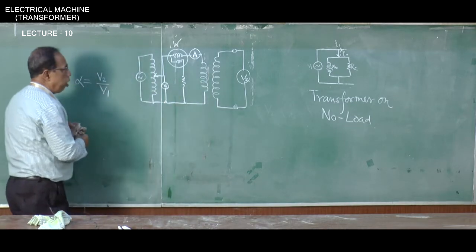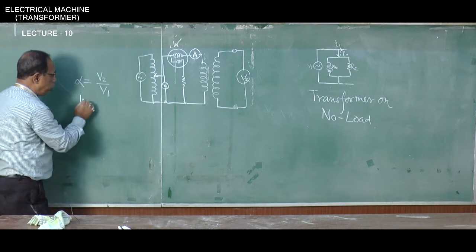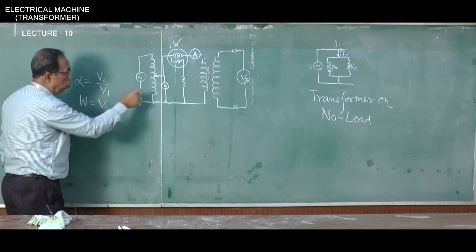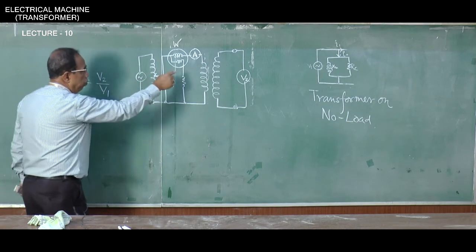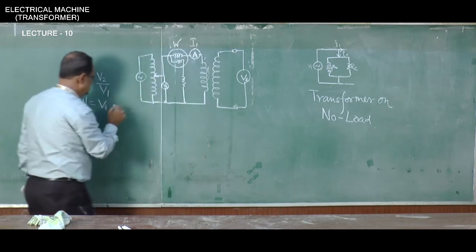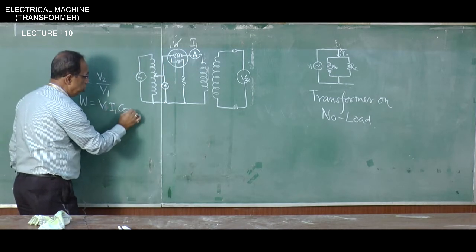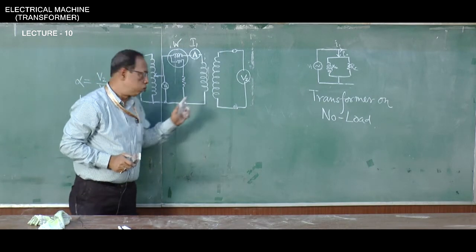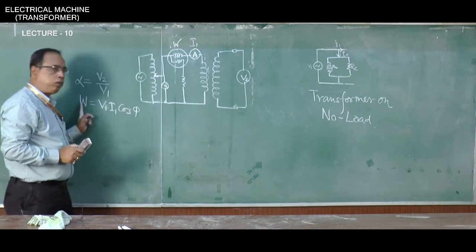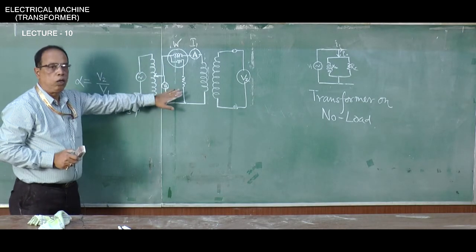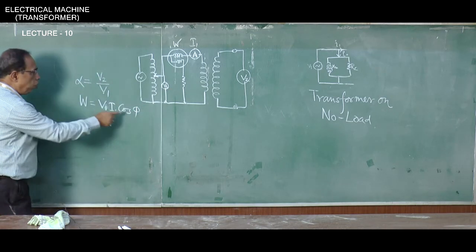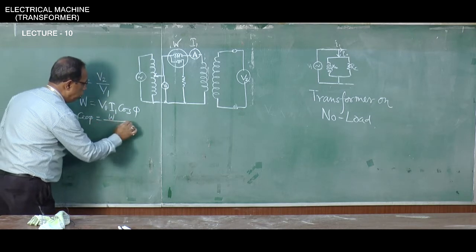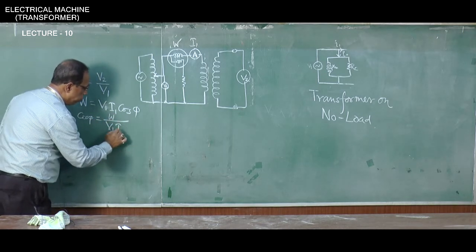Then, from the wattmeter reading, if W is the wattmeter reading, what is W? W is V1, whatever voltage I have applied, times the current I take, which is I1, times cosine phi. So, V1 I1 cosine phi. Cosine phi is the power factor of the transformer. So, V1 I1 cosine phi is the actual active power which is getting consumed in the transformer. So, from here I can find out cosine phi. Cosine phi is equal to W by V1 I1.